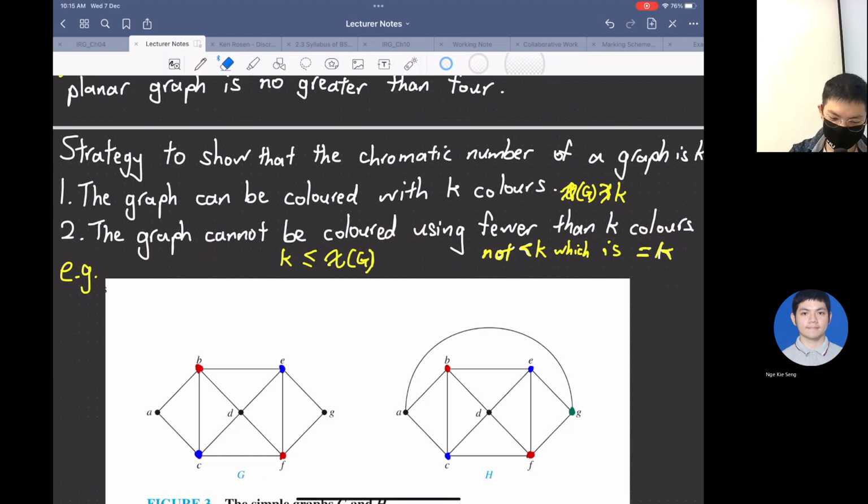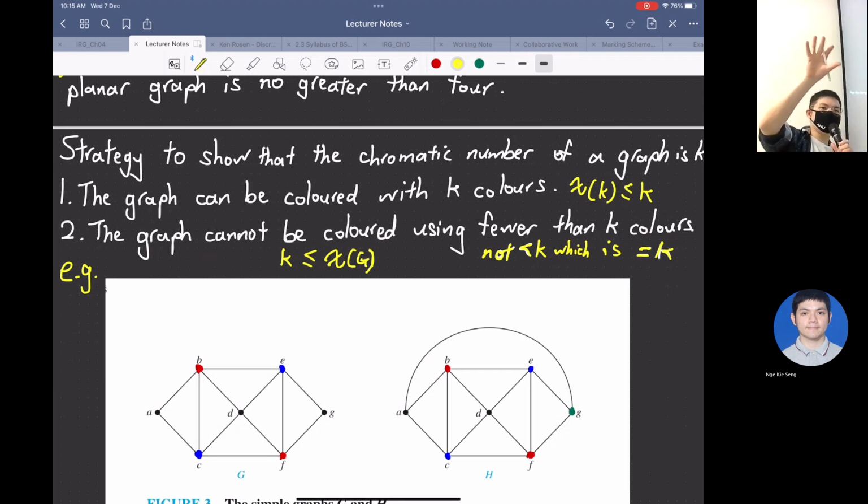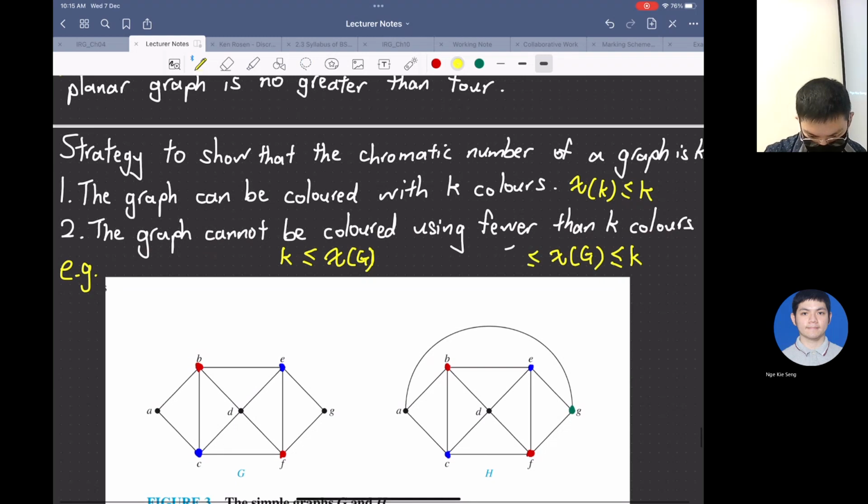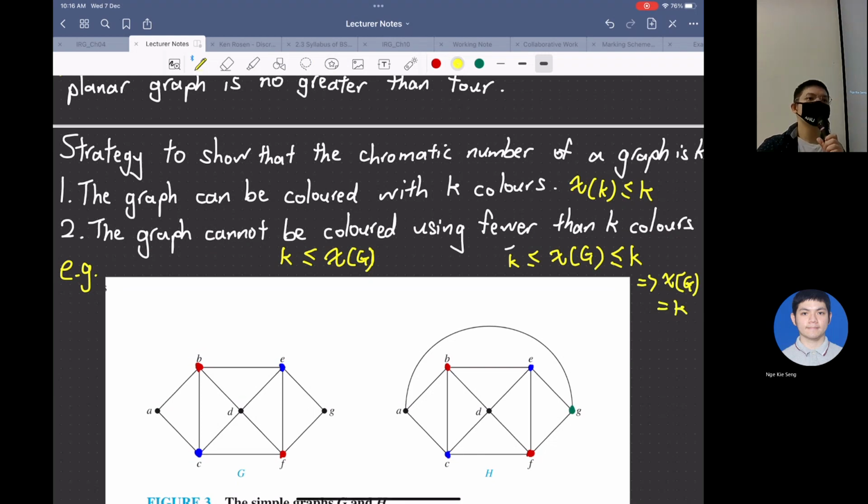Okay, how about this one? It can be colored with k colors. This one is less than or equal, because the chromatic number is the least number. So every number has to be greater or equal to the least number. Put together, the chromatic number is less than or equal to k and also greater than or equal to k, which means it is equal to k. Confused?